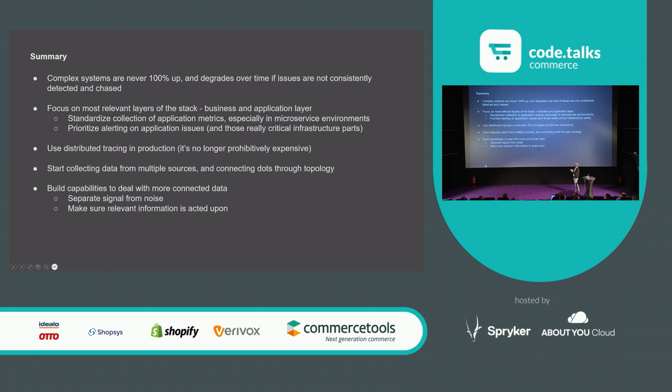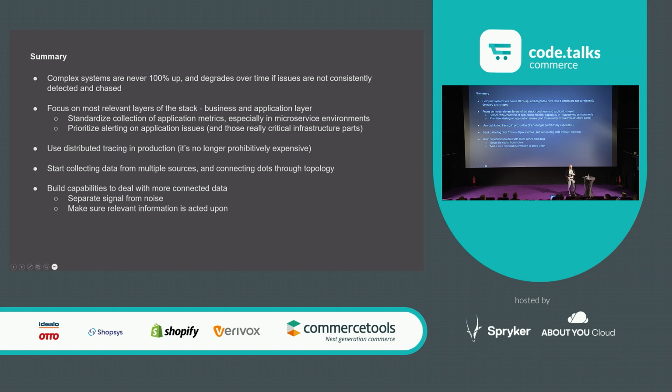I know this was a very broad view on the observability landscape, but if we want to focus on some takeaways, our experience so far has been no system beyond a certain level of complexity is ever 100% up. And we need to build a capability to find all these very small ways in which the system is degraded and fix them, because they will pile up if you don't.